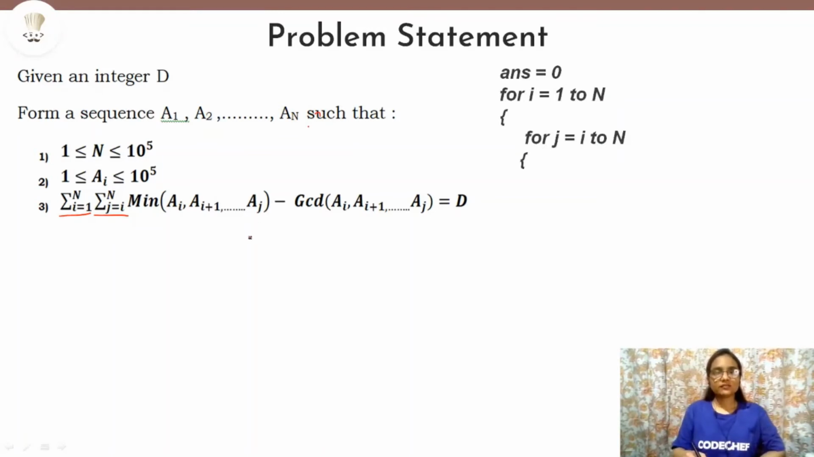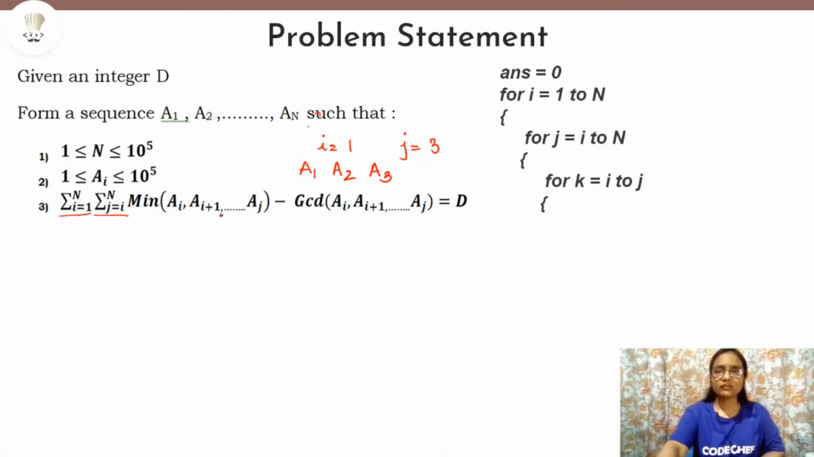Now after both these for loops, we are supposed to find the minimum and the GCD of a particular group of numbers. Let us see what this group of numbers is. They are from a of i up to a of j. That means if your i is equal to 1 and j is equal to 3, then the elements for which we are supposed to calculate the minimum and GCD will be a1, a2 and a3. So this is how it goes. So for finding this, we will also have to run one more for loop.